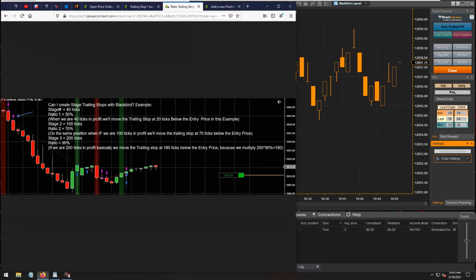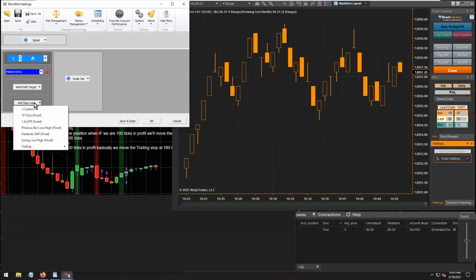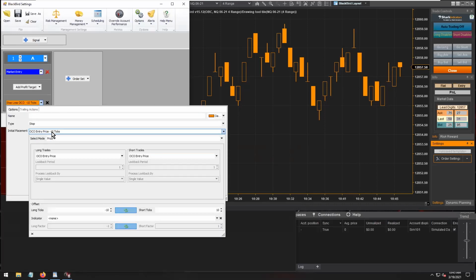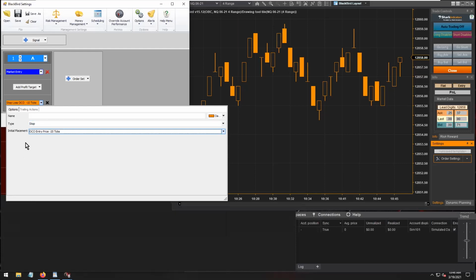All right, so this doesn't give us a starting or initial stop loss offset here. So what I'll do is I'm going to start with the 10 tick fixed stop loss here. And just for good measure, we'll take the initial placement and we'll just increase it to 20 ticks. There we go. So we'll start with a 20 tick offset like that. So that's our starting point, a 20 tick stop loss.